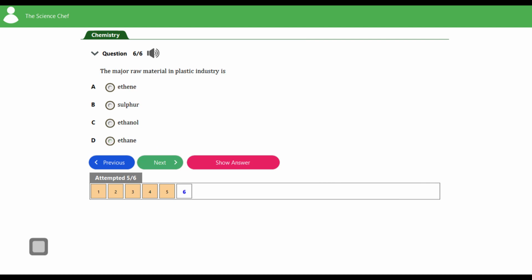Question 6 and the last. The major raw material in plastic industry is, wow. We spoke a little about this in our last tutorial where we were looking at cracking. We said that the major byproduct of cracking is always what? Ethene, right? You can also get hydrogen from cracking, right? But that ethene, being the major byproduct of cracking, is always used as a raw material in the plastic industry, right? This question is on the uses of organic compounds.